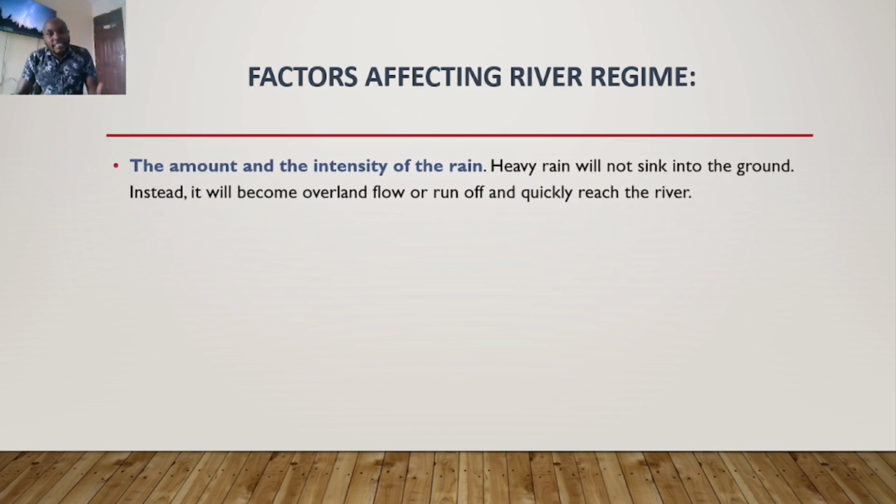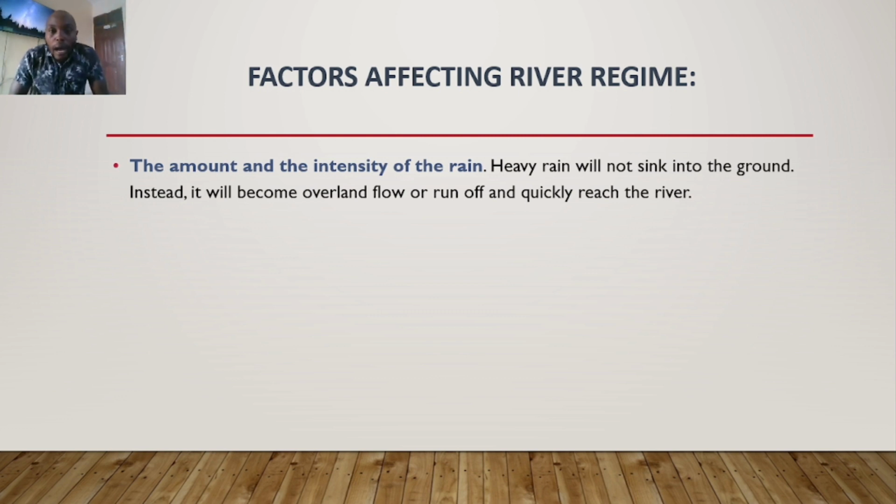Now look at that. The amount and the intensity of the rain. Understood? So what do you think? When we have heavy rain, it will not sink into the ground. It will become overland flow or runoff and quickly reach the river. Remember, if you've not watched part 2 of this video, go and watch it, because that's where we began from. To understand this topic of river environments step by step, make sure you watch all the other parts so that we can understand everything together.